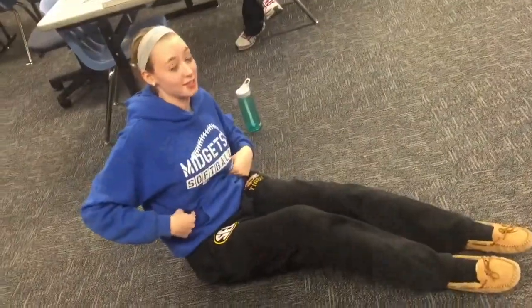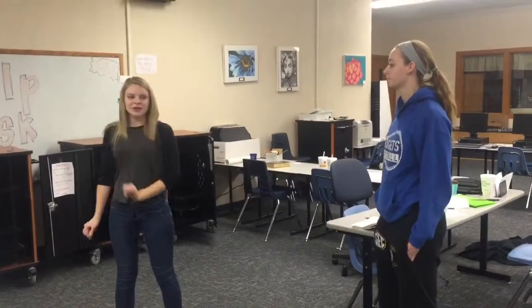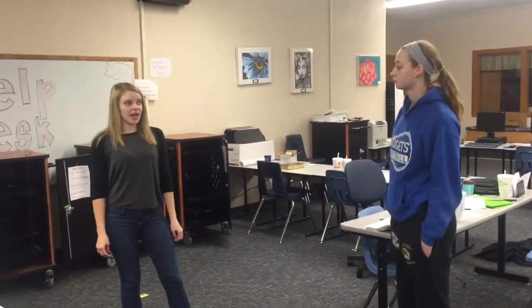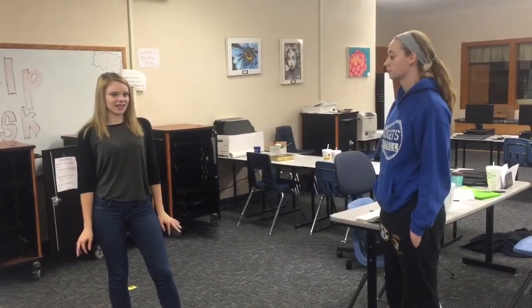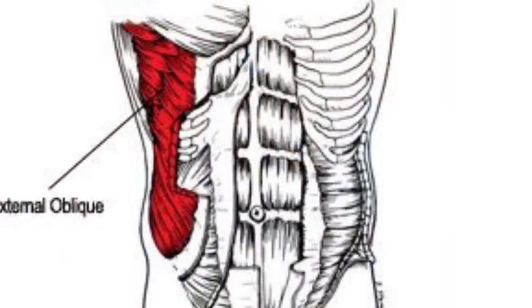Wow, my rectus abdominis is getting really toned. It is located on the pubis and inserts into the sternum. What are you doing? I'm rotating my vertebral column to stretch out my external obliques. It is located on the lower 8 ribs and inserts into the iliac crest.